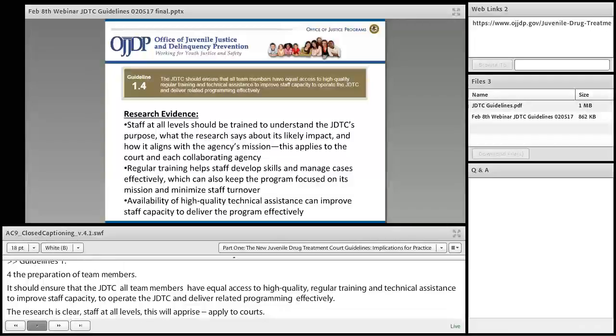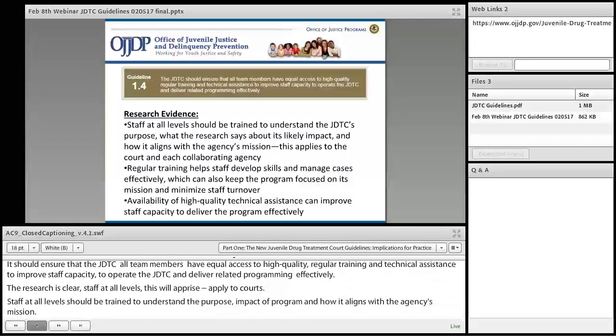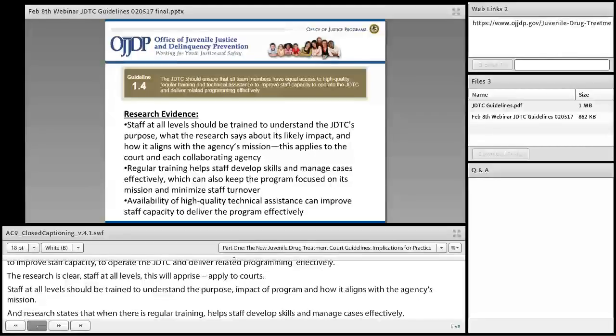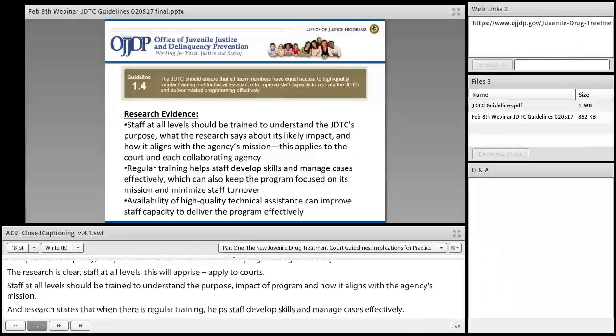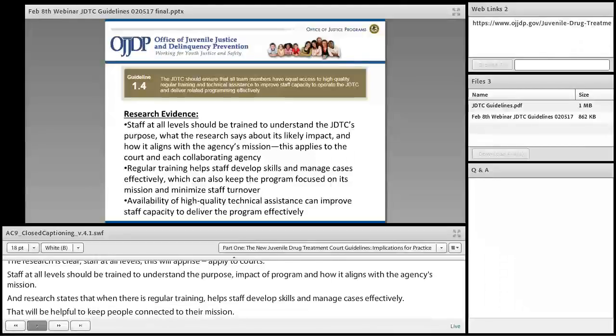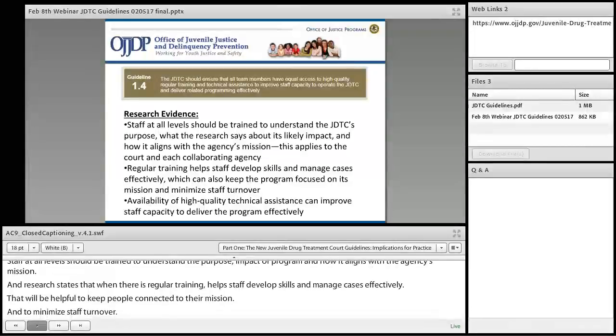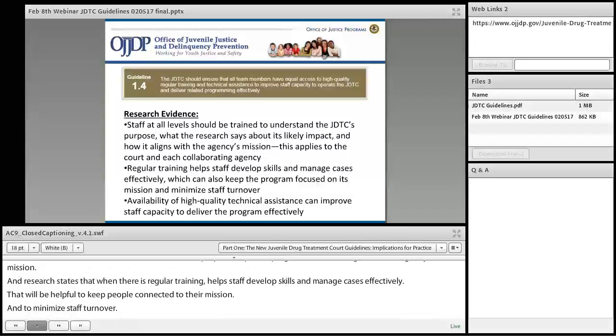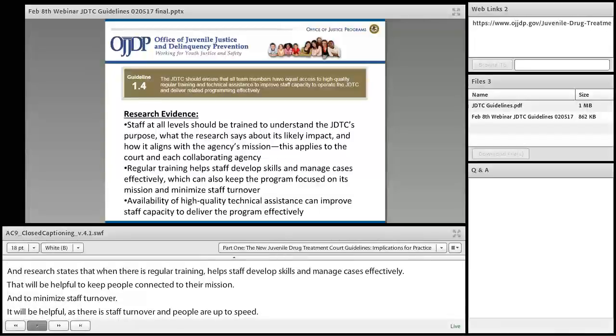And the research says that regular training helps staff build up their skills and manage cases effectively. That's going to be helpful to keep people connected to the mission, and also to minimize staff turnover. It's also helpful as there is staff turnover, to make sure people get up to speed. And the research also points to the availability of high-quality technical assistance as another means of making sure there's staff capacity to deliver the program effectively.